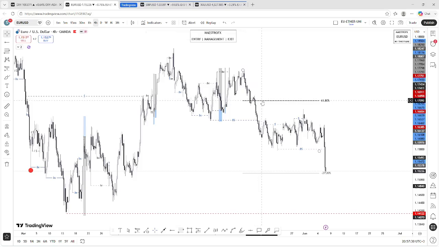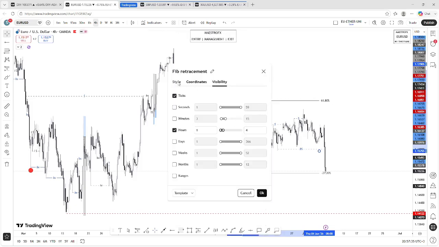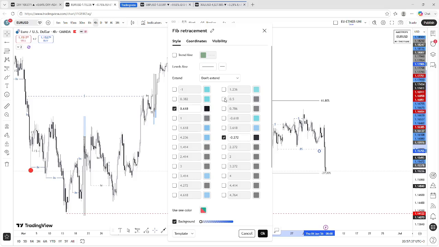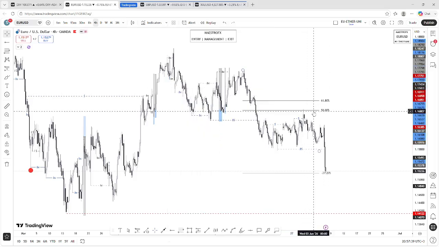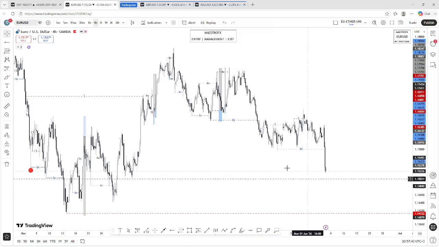But that didn't happen. The price corrected to, you can see, at least 50% Fibonacci levels, and again started to flush to the downside.